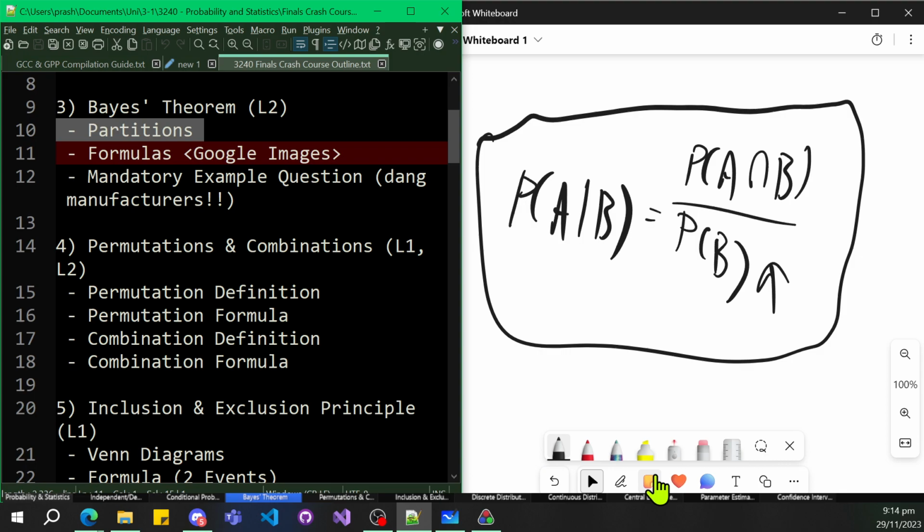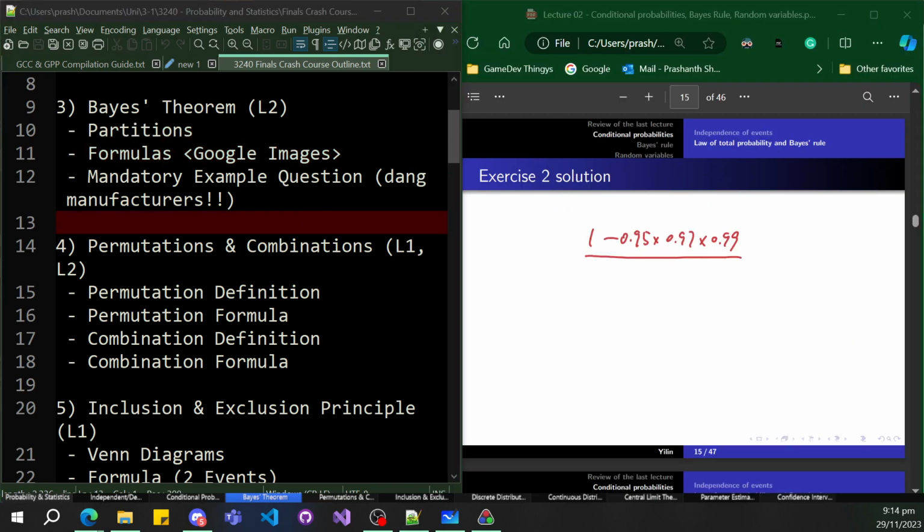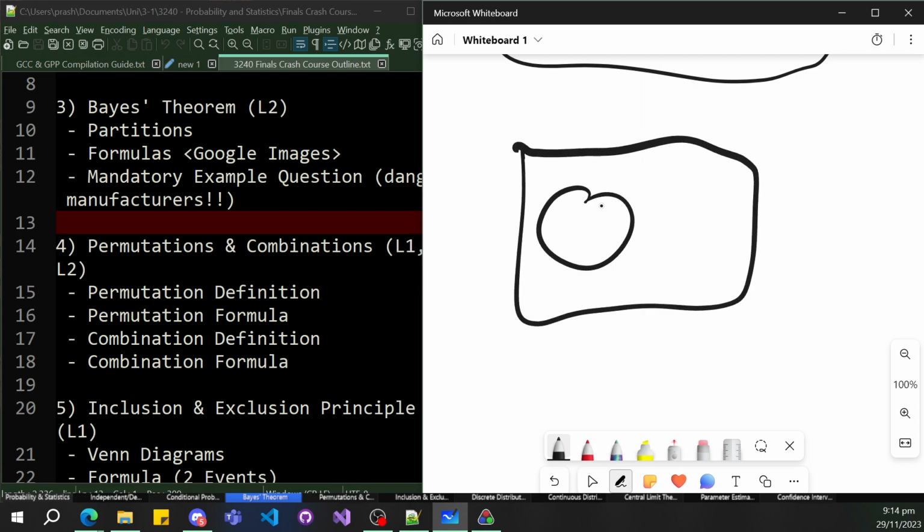Okay, next up is partitions. I'll just explain what partitions are myself. Let's say we have 2 events, A and B. We'll draw them out. So we've got our sample space, A and B. This is kind of how it's looking right now. You can redraw this in a different format that can help with different things.